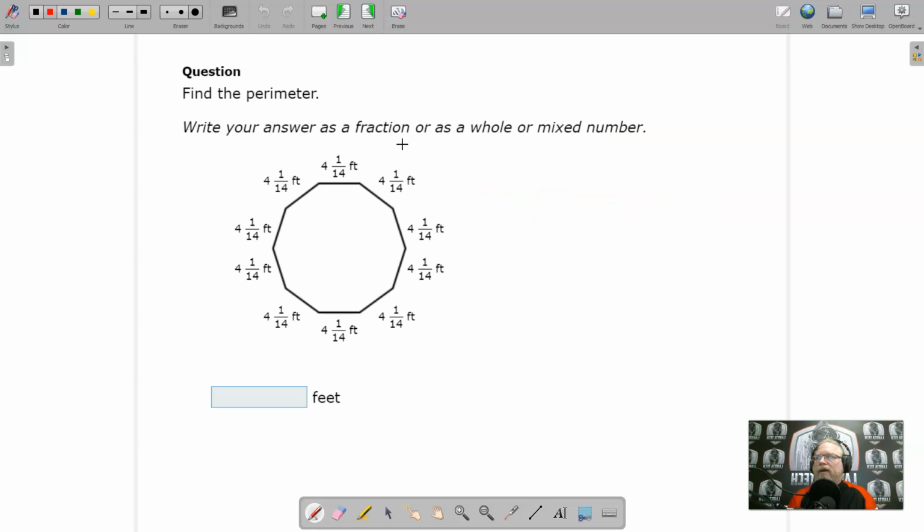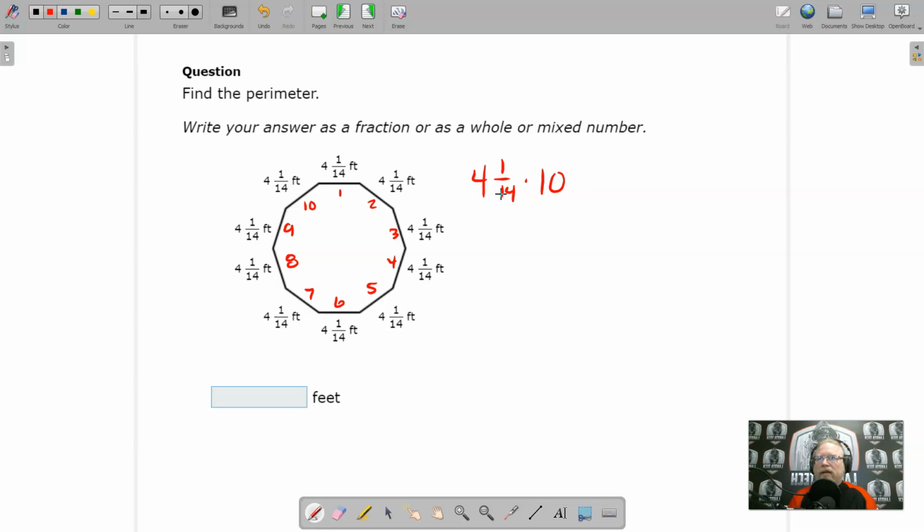Find the perimeter. Write your answer as a fraction, or a whole number, or a mixed number. So on this one here, we basically see that all the sides are the same length. The question is, how many are there? 1, 2, 3, 4, 5, 6, 7, 8, 9, 10 sides. So we want 4 1/14 times 10.